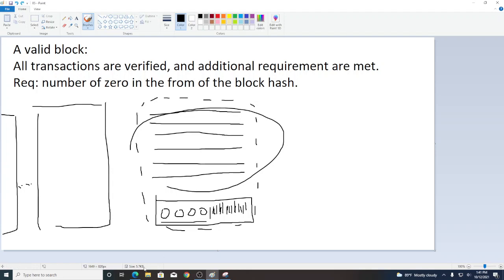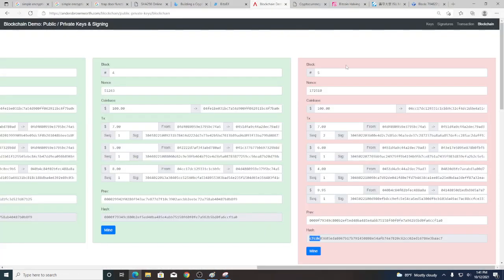So what miners actually do, right, is they add this nonsensical piece of information to the block that doesn't have any meaning. It's called nonce.